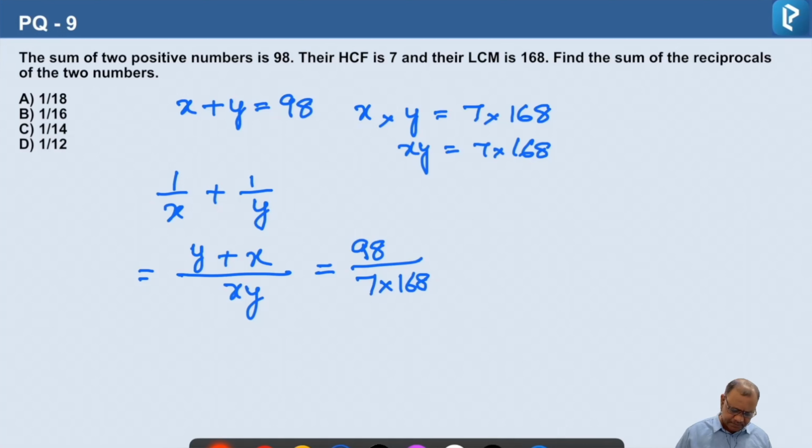So if you simplify, 7 ones, 7 fours. Then again 14 ones, 14 twos. So what is remaining here? 1 by 12. The numerator 1 is left out, denominator 12 is left out. So the sum of the reciprocals is 1 by 12. This is the answer. Option D is the correct answer.